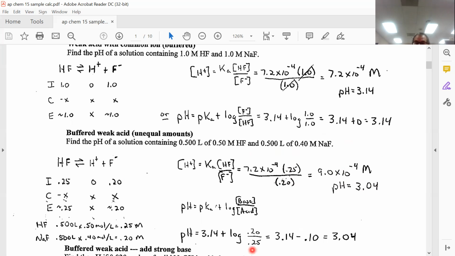Doing the Henderson-Hasselbalch, again, pH equals the pKa, which is 3.14, plus the log of 0.20 over 0.25, and that's a negative 0.10. So subtracting, I get a pH of 3.04.